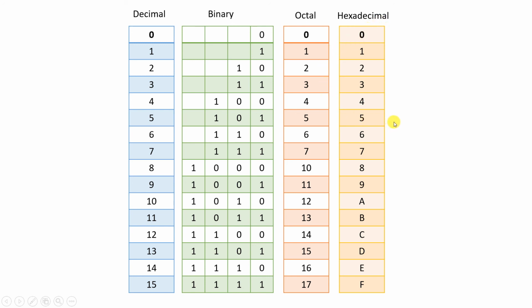So that brings us to the end of the introduction of number systems. We have introduced 4 number systems: decimal, binary, octal, and hexadecimal.